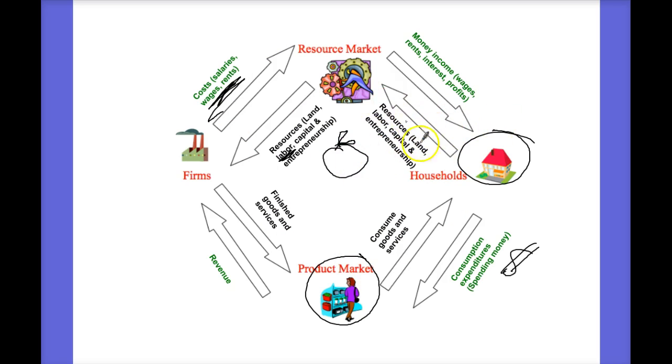People grow the apples, they provide their land and their labor at the resource market. A business then pays people to grow those apples, and in exchange they get that apple. Then a business might send it to something like King Soopers. That apple's a finished good. That apple is sold at the product market, so the business gets a revenue, and they sell it to households here. They sell it to households who have to spend money in order to eat the apple.